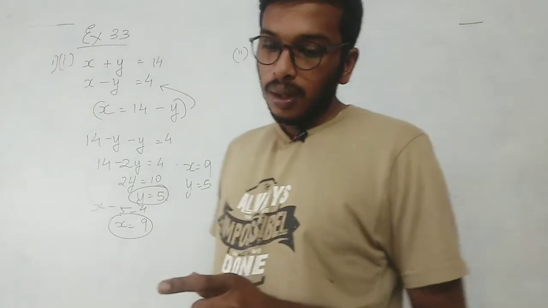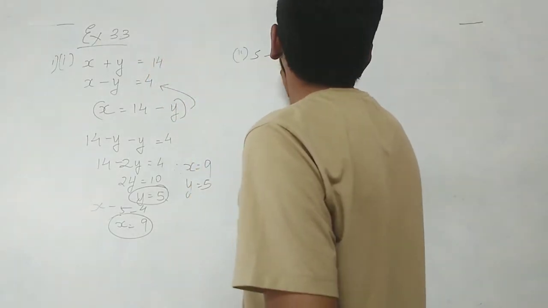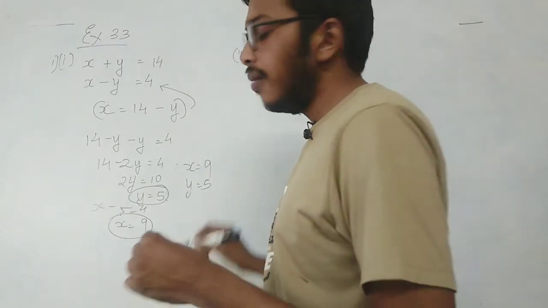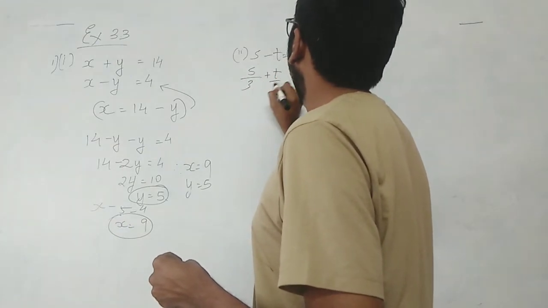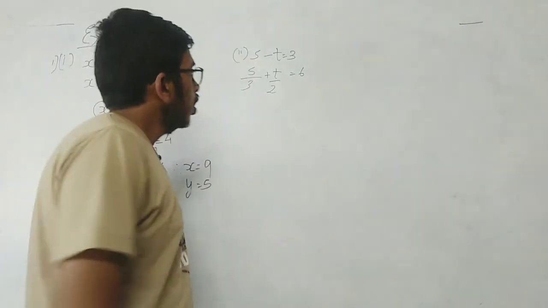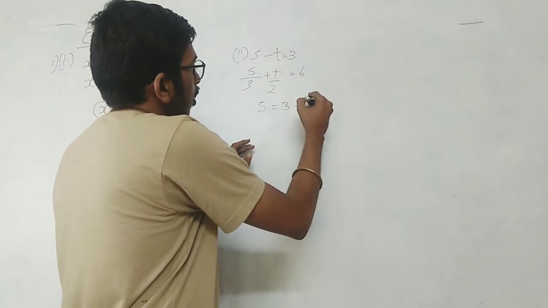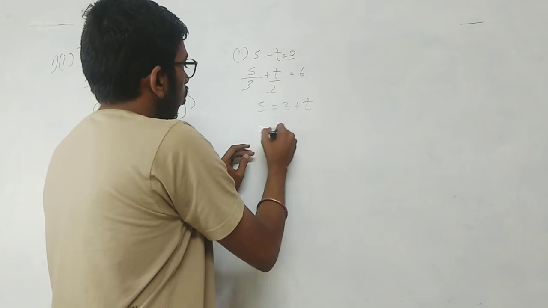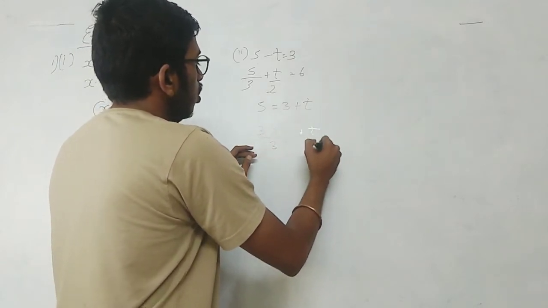The second subdivision is s minus t is equal to 3, and s by 3 plus t by 2 is equal to 6. Now, it's very simple. s is equal to 3 plus t. I am substituting 3 plus t here. Therefore, (3 plus t) divided by 3, plus t by 2, is equal to 6.